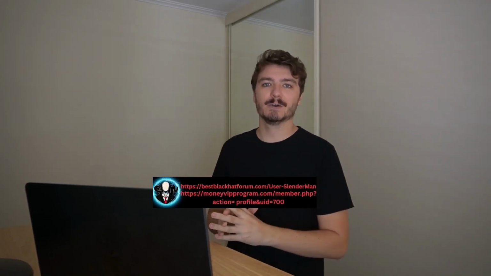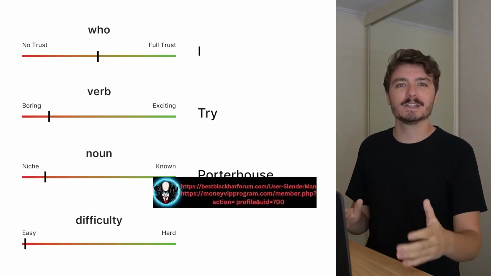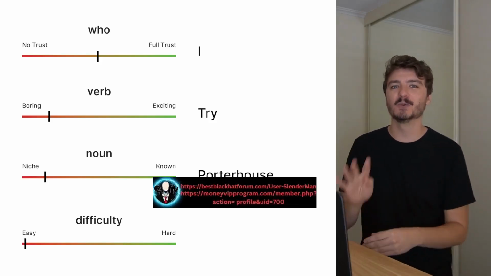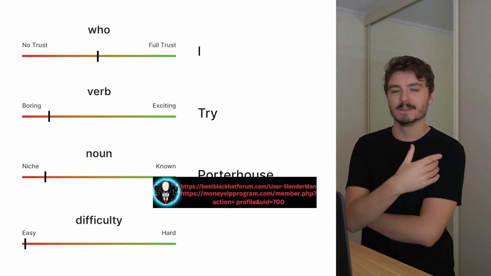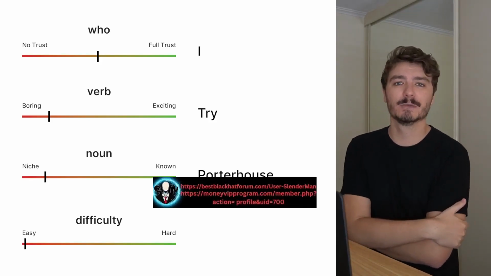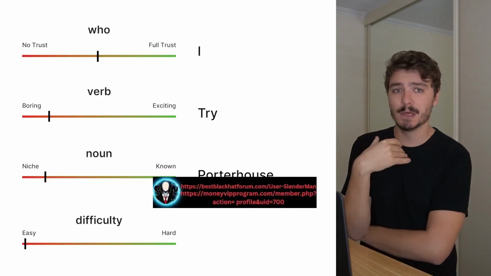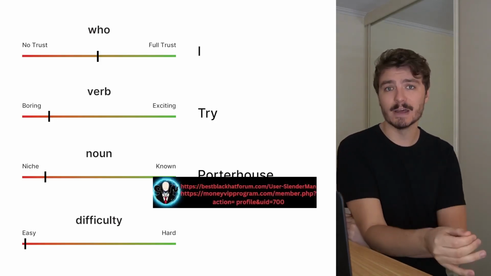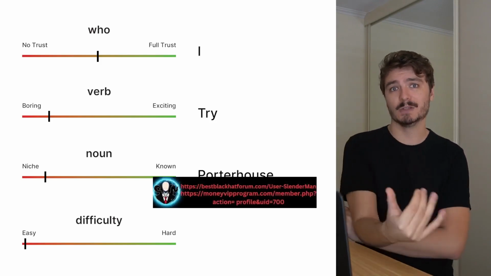All right, here's my video idea. I try porterhouse. That's my video idea. I'm going to eat some porterhouse. How can we optimize all of these 4 requirements? All right, so again, I'll just pretend that I'm going to film this video. So for the I here, it can either be, I am the ideal person to try this challenge, or I am the worst person to try this challenge.